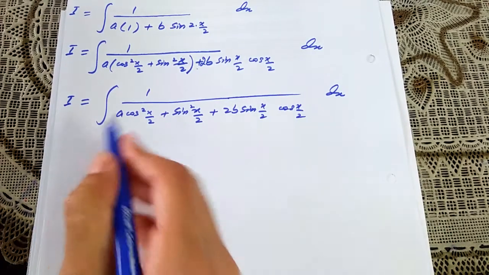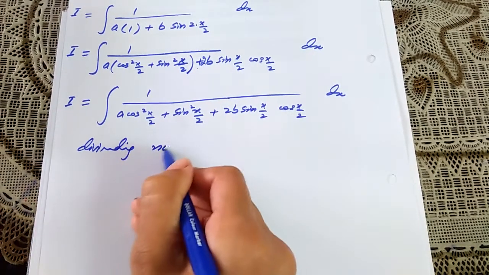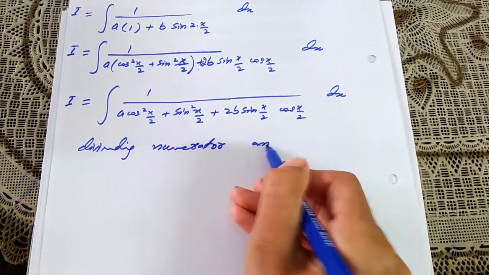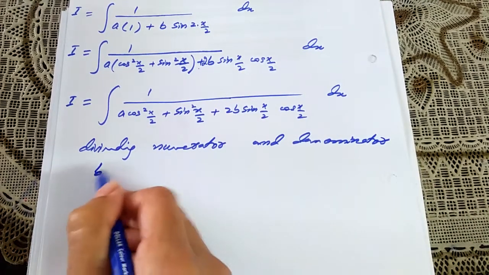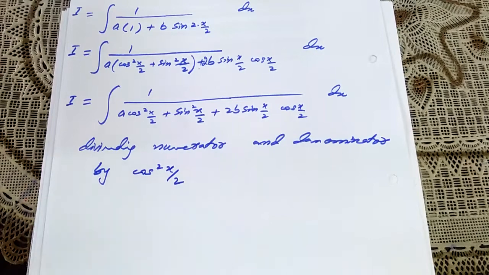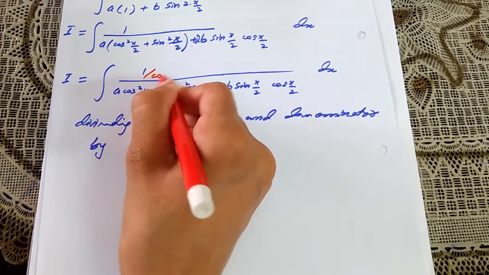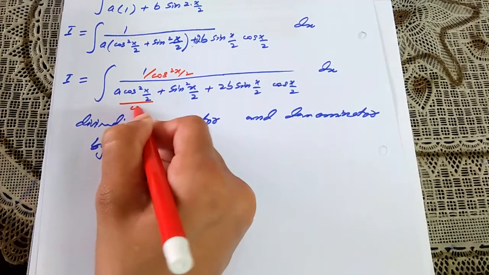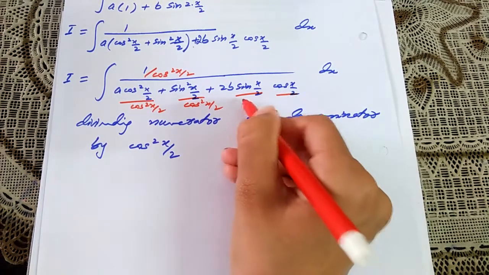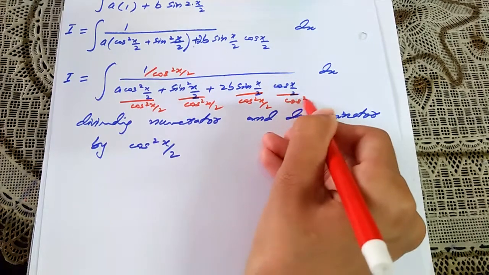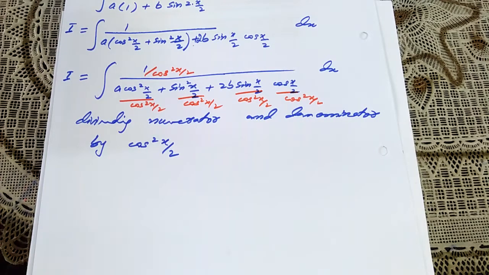Now I am dividing my numerator and denominator by cos square of x by 2. This term will be 1 divided by cos square of x by 2, this term divided by cos square of x by 2, this term divided by cos square of x by 2, like this. I am dividing my numerator and denominator with cos square of x by 2.